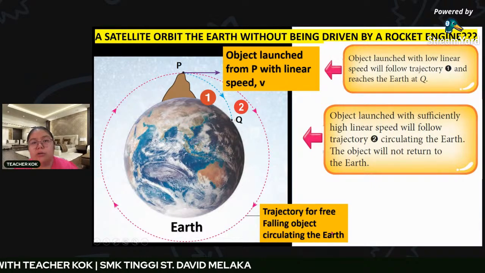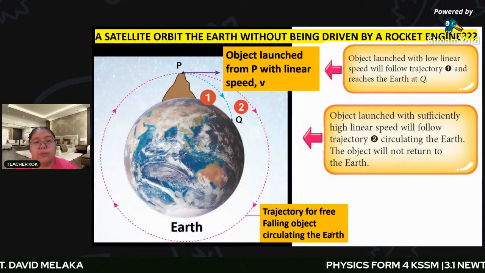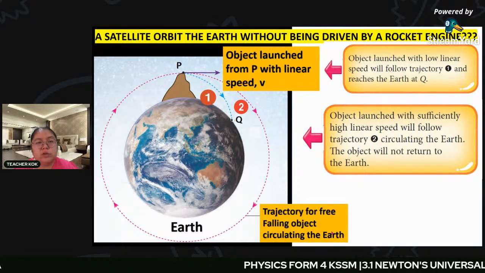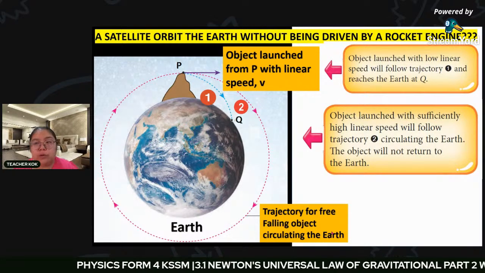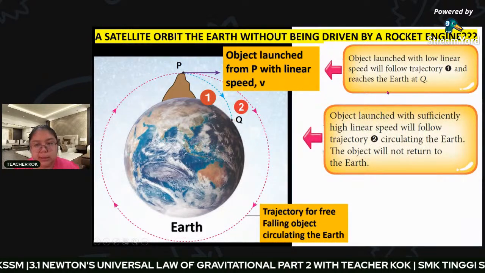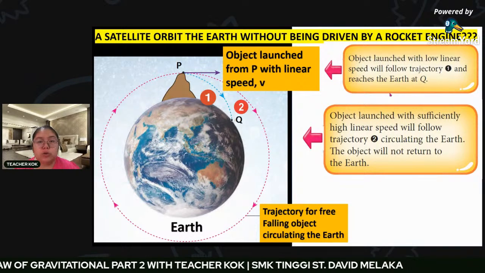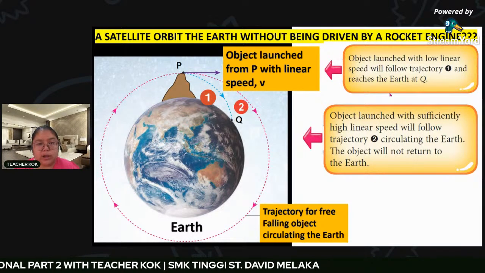So this is how they start to launch. Although the launch is at a uniform speed, when you launch at a high linear speed, they no longer need the rocket engine, but can keep orbiting the Earth. This comes from Isaac Newton. Later, we are going to see the concept he mentioned.